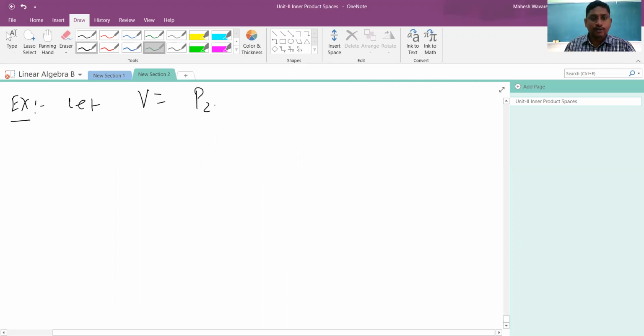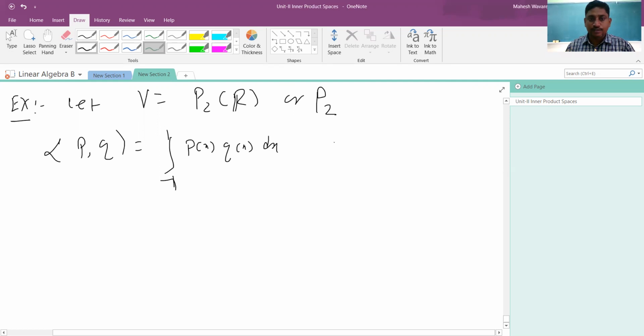Let V be equal to P2(R). Sometimes it is simply called P2. P2 means the set of all polynomials of degree at most n. Define the product of P and Q as the integral from -1 to 1 of P of x into Q of x dx.